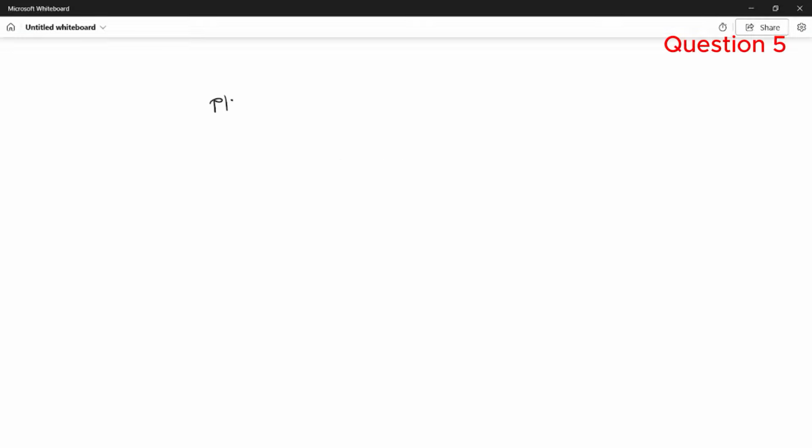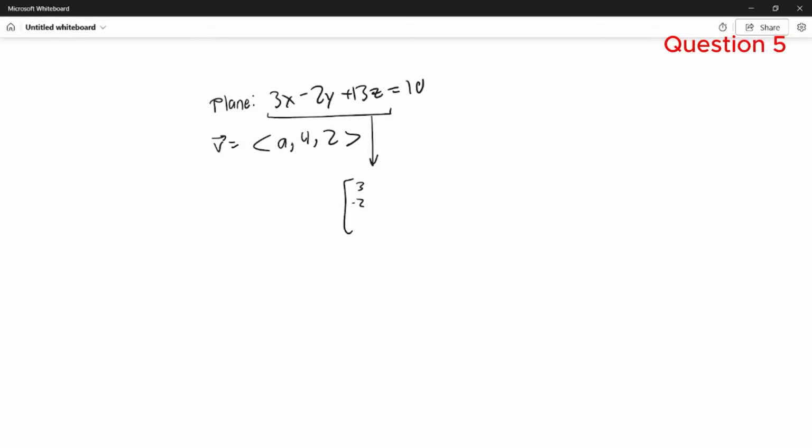So let me write out the plane here. The plane is 3x minus 2y plus 13z is equal to 10, and our vector is equal to a, 4, 2. I want to remind you when we solve this problem that this side of the equation right here is actually represented by a dot product between the normal vector and any arbitrary vector x, y, z. Now this vector, we'll call this vector n, is the most important. This is the vector that sticks outwards perpendicularly to the plane and represents its orientation.